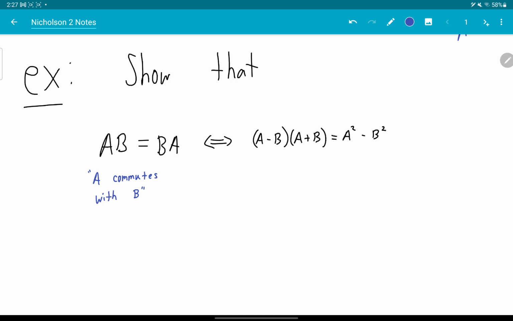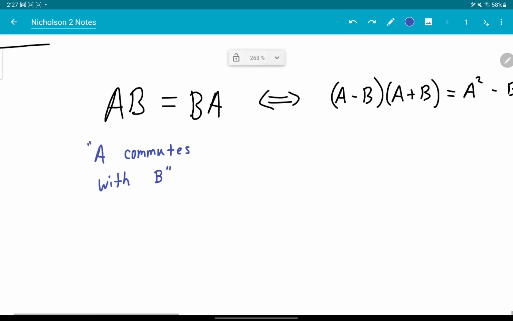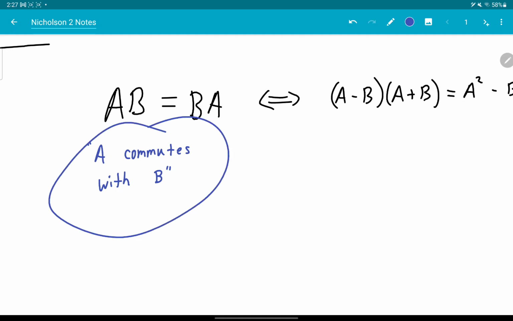Now, if AB does equal BA, so this does sometimes happen. Okay, it's just not always true. But if it does happen, then in English we say that A commutes with B.